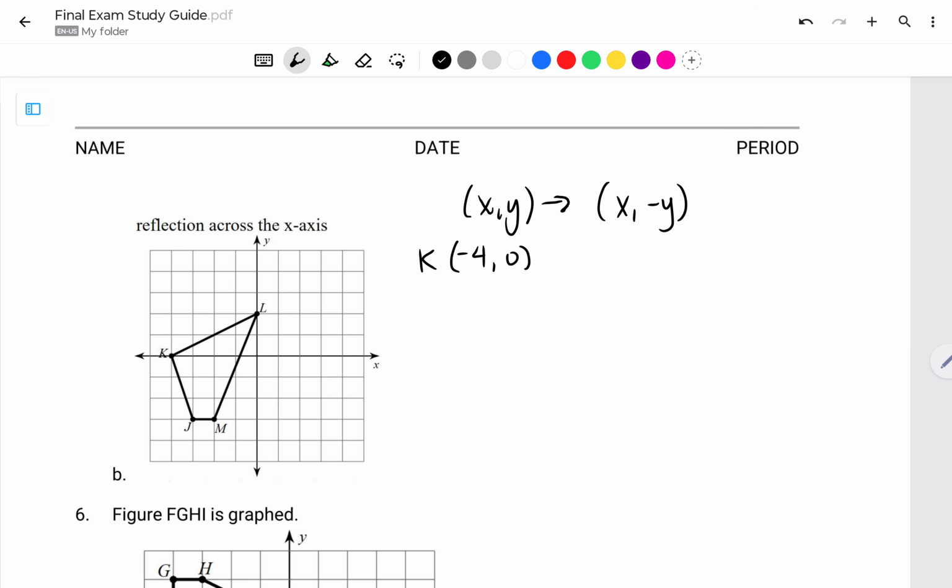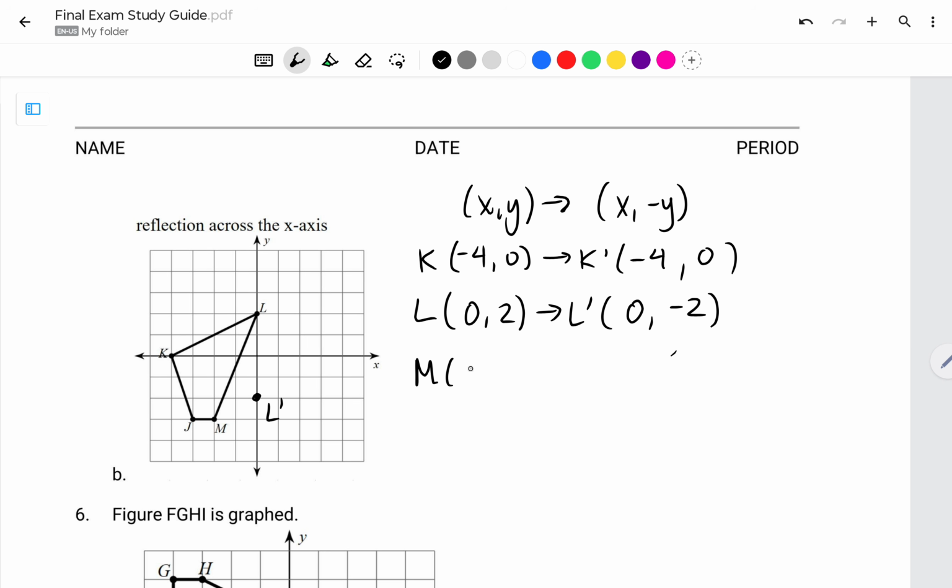Okay. And so K prime, negative 4, the x doesn't change. And in the y, you have to attach a negative, but negative 0 is the same thing as 0, so it stays there. L is at 0 and 2. So L prime, the x stays the same. It's going to stay at 0, but then the y turns negative. 0, negative 2 is right there.